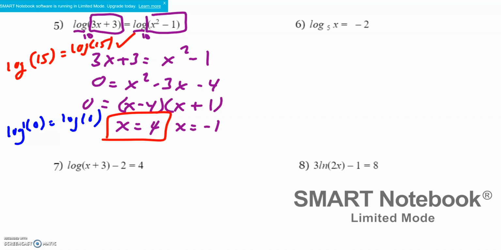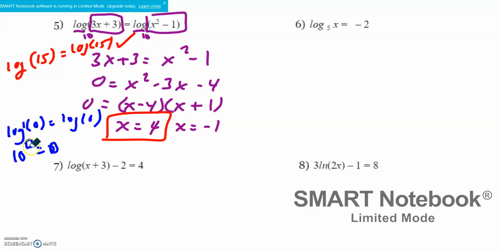But here is the annoying part about what is in blue here. Think about what this means. Logs are exponents, and the base of this log is 10. So it's saying 10 to the what is 0. Well, I know that 10 to the 0th is 1, but is 10 to the anything equals 0?